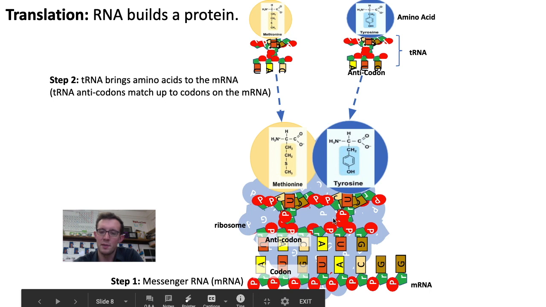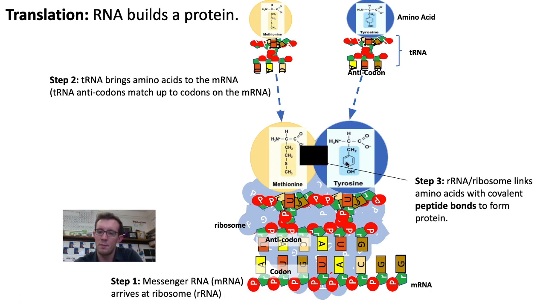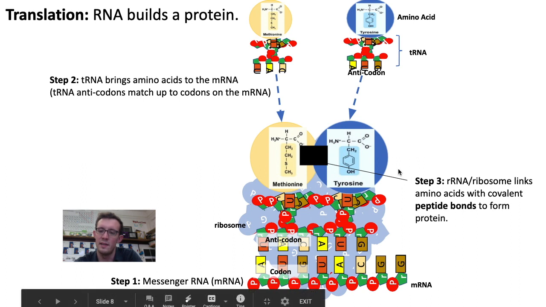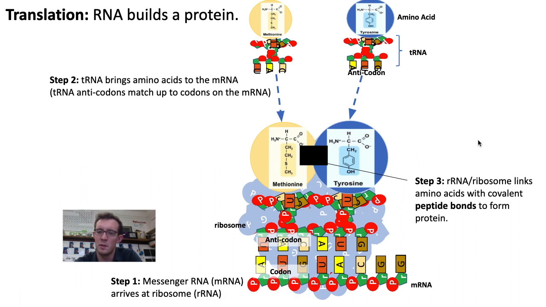Once the transfer RNA brings the amino acids to the ribosome, the ribosome is able to link these amino acids together with a covalent peptide bond. As the amino acids get bonded at the ribosome, and as more transfer RNA brings more amino acids, this chain of amino acids grows longer and longer and eventually can fold into a protein.